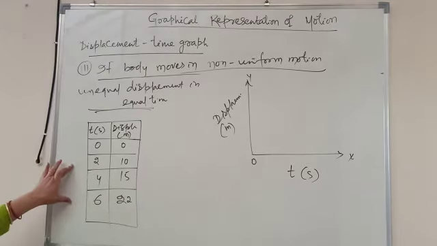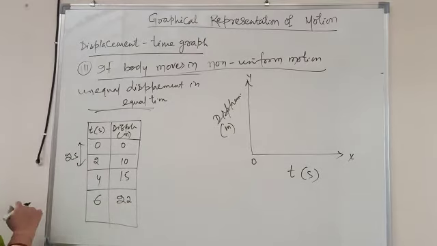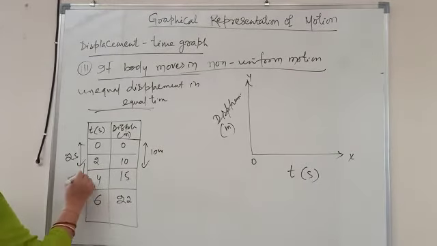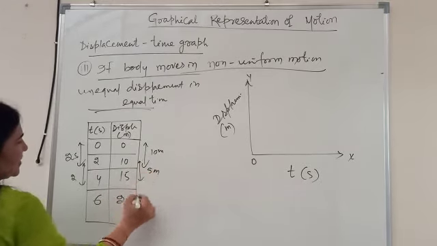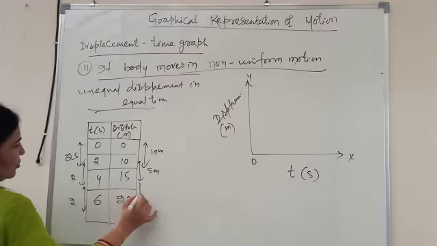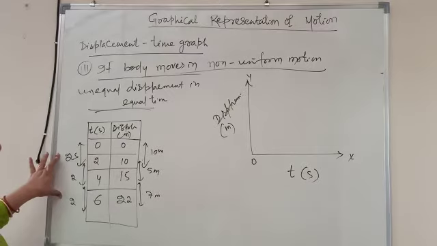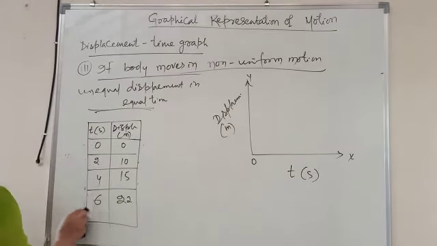You can see here the time gap from 0 to 2 is 2 seconds, and the displacement here is 10 meter. Next, 2 to 4 is again a 2 second gap, but 10 to 15 is a displacement of 5 meter. Similarly, in the next slot 4 to 6, this is also a 2 second gap, but 15 to 22 is 7 meter. So the interval of time is equal, but the displacement covered is different. In that case, if we draw the graph, it will never be a straight line.